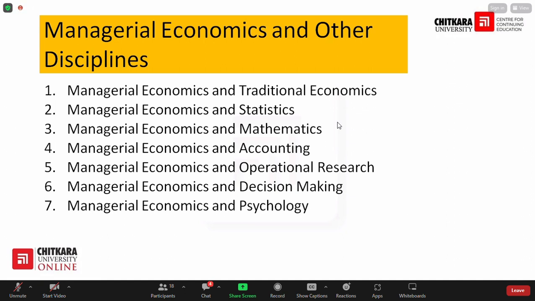Managerial economics and psychology. What is the meaning of psychology here? You need to understand your consumer: how consumers are taking decisions, how they are spending their income, how much price they are ready to pay. You need to understand all of these. Once you understand the customer psychology, according to that you will take the decision. So this is multidisciplinary in nature.